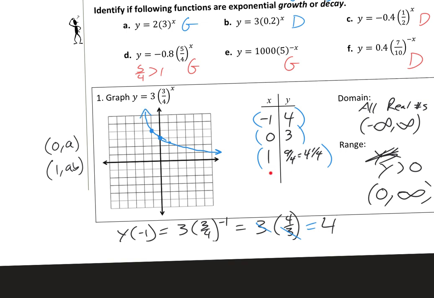But if you wanted to plug in a 2 or a 3 and so on, you could get some more accurate points. I have a feeling there would be a lot of fractions, so I don't think it would help you all that much anyway, but you can get some points here. All right, let's go to the next page.